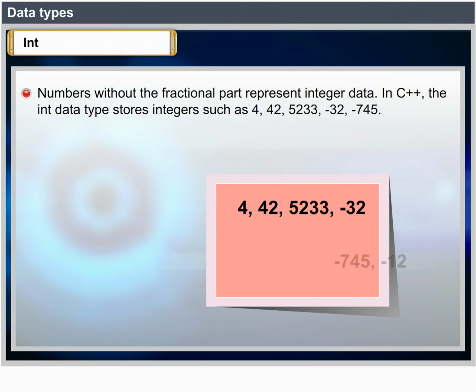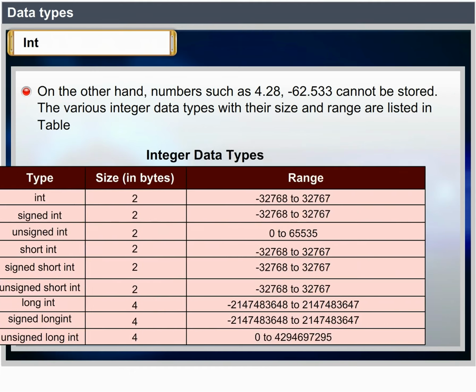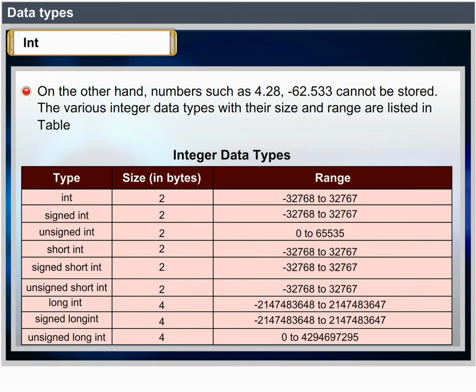Integer. Numbers without the fractional part represent integer data. In C++, the integer data type is used to store integers such as 4, 42, 5233, -32, -745. Thus, it cannot store numbers such as 4.28, -62.533. The various integer data types with their size and range are listed in the table. Integer data types are shown in the table.